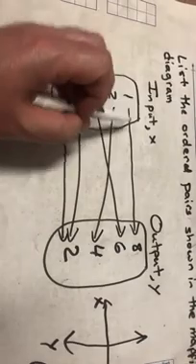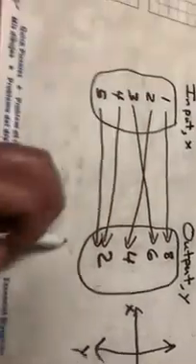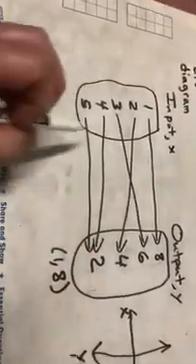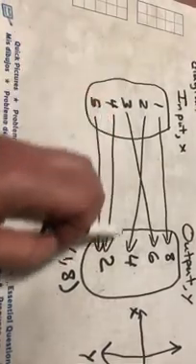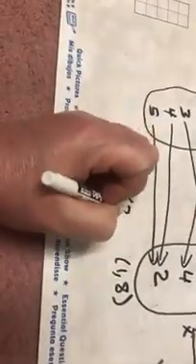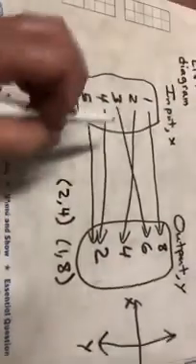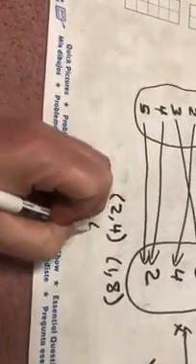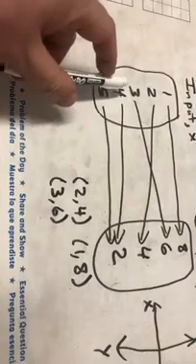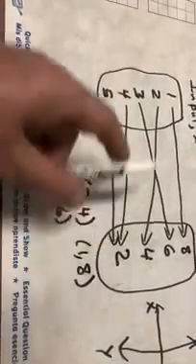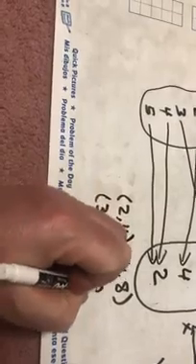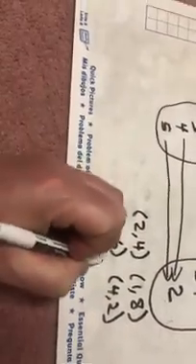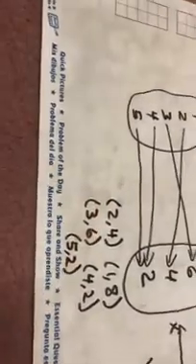I see that the 1 from the x goes over to the y for the output, so my first ordered pair would be 1, 8. My 2 goes by an arrow to the 4, so my next ordered pair would be 2, 4. My 3 goes up to the 6, so 3, 6. Then from the 4, I go to 2, so my ordered pair would be 4, 2. And then I would have 5, 2, and I see that my ordered pair would be 5, 2.